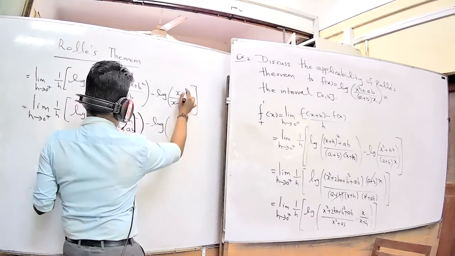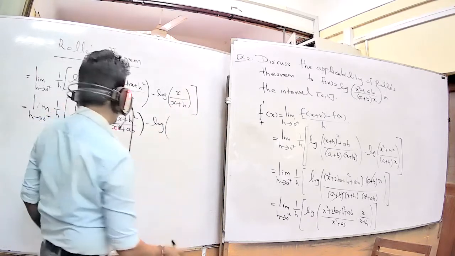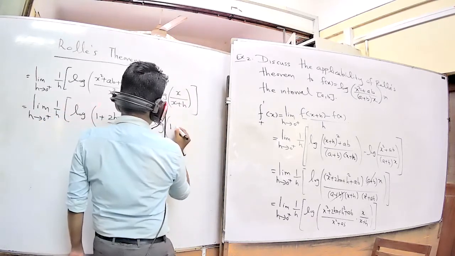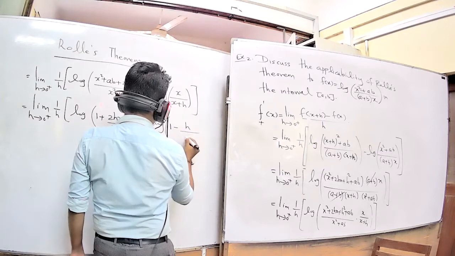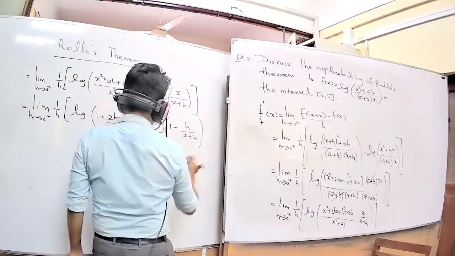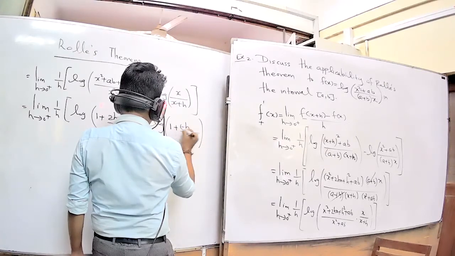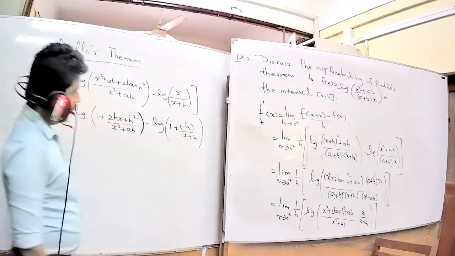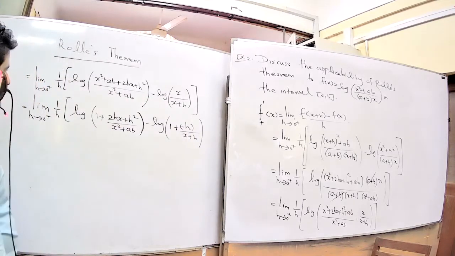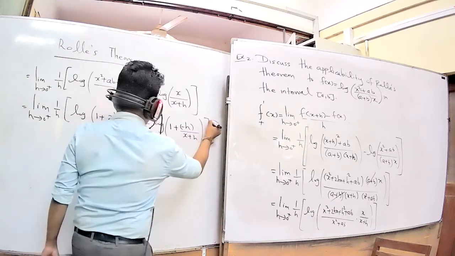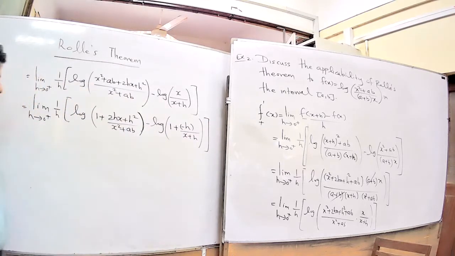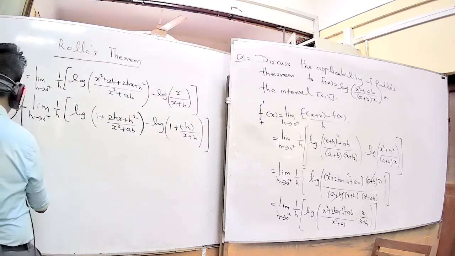Here also you add plus h and subtract h, then you get 1 minus h over x plus h. Suppose you add plus here, then you can add minus here.